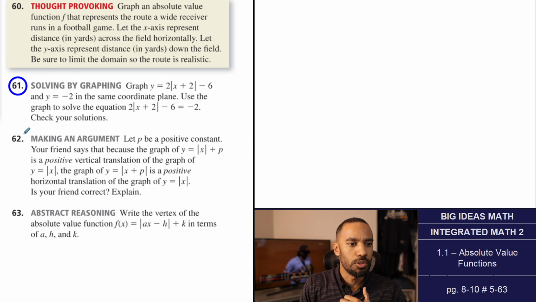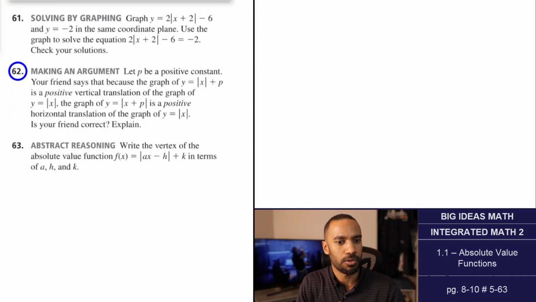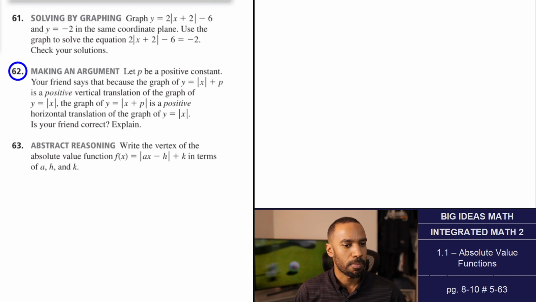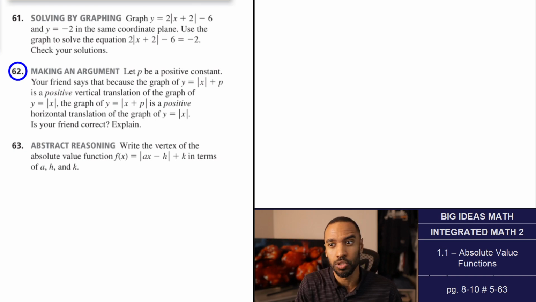Okay, 2 more. Let p be a positive constant. Your friend says that because the graph of y equals absolute value of x plus p is a positive vertical translation of the graph of y equals absolute value of x, the graph of y equals absolute value of x plus p is a positive horizontal translation. Is your friend correct? No, it's not.